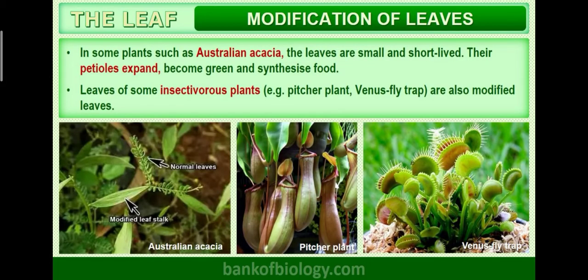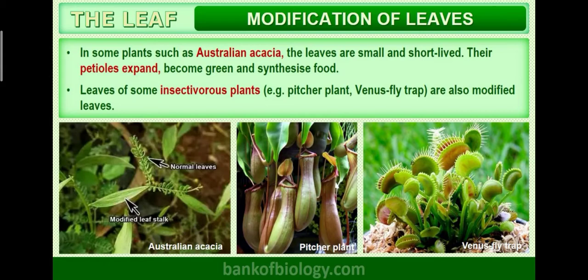In some plants such as Australian Acacia, the leaves are small and short-lived. Their petioles expand, become green and carry out synthesis of food. Some plants are there like Australian Acacia where the leaves are so small and short-lived; they expand their petioles, which become green and synthesize food.